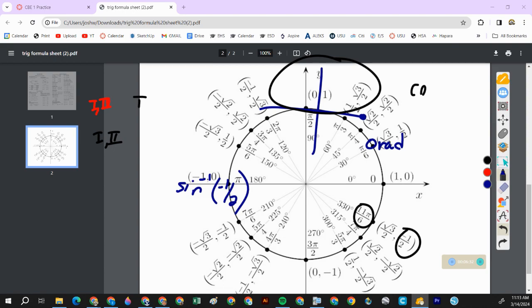Okay. What about the cosine inverse of 0? Well, cosine is only allowed to look in quadrants 1 and 2, and cosine is the x value, so that would be this angle, pi over 2.